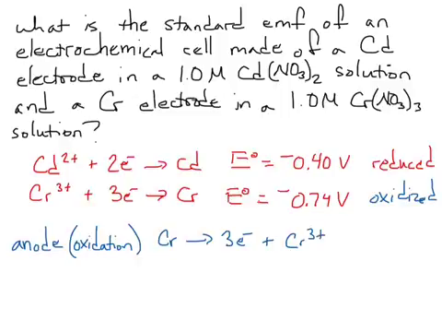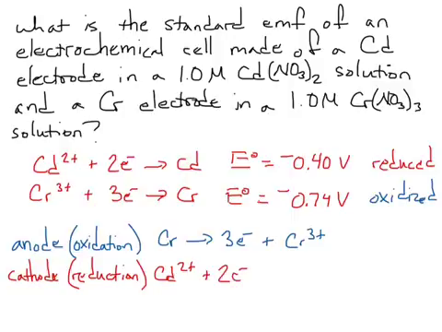Then at our cathode, which is our reduction, we're going to have the same reaction we had up above. We're going to have the cadmium 2 positive gaining 2 electrons and turning into cadmium solid. Now, I would also like to combine these. Let's figure out what our overall reaction is.